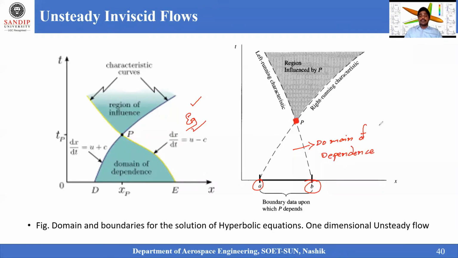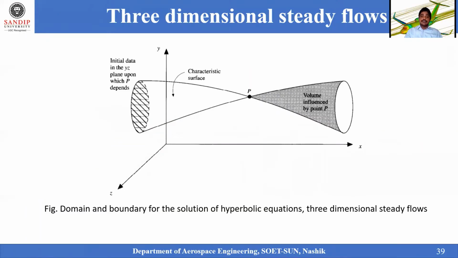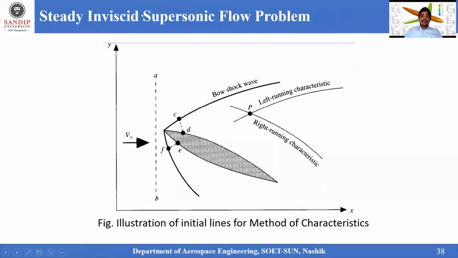Now you may ask a question: sir, what is the difference between the previous one and the current one when we are talking about steady flows and unsteady flows? Although it looks similar to the characteristic graphs or curves we are drawing, how is it different from the steady flow? Have a look on screen.